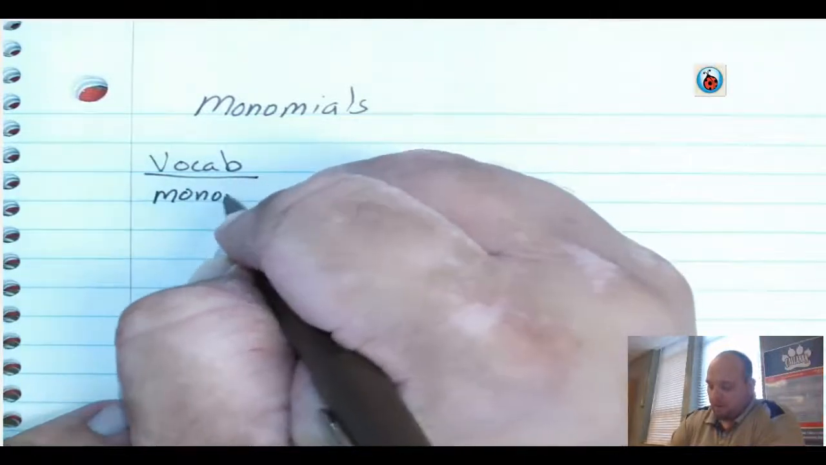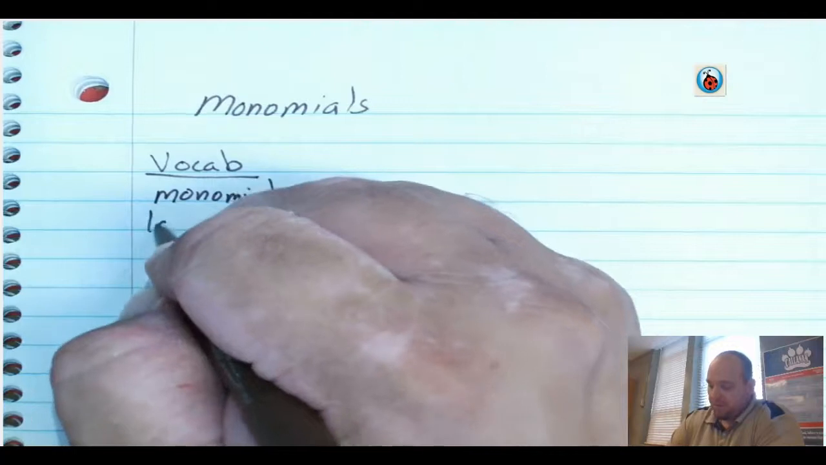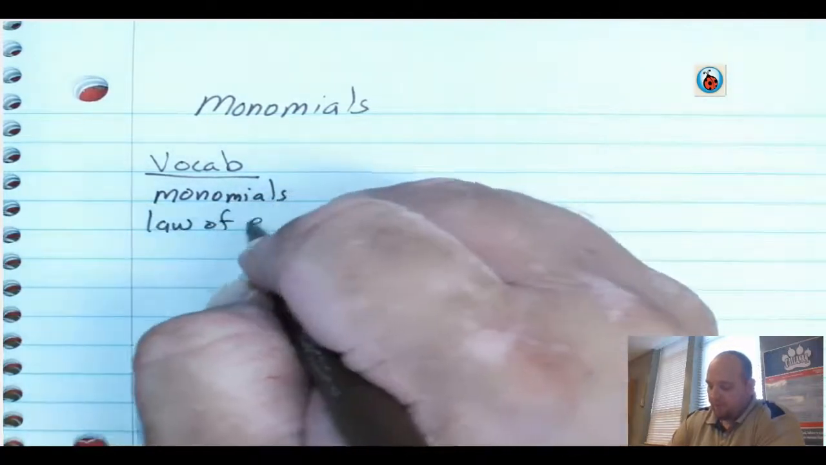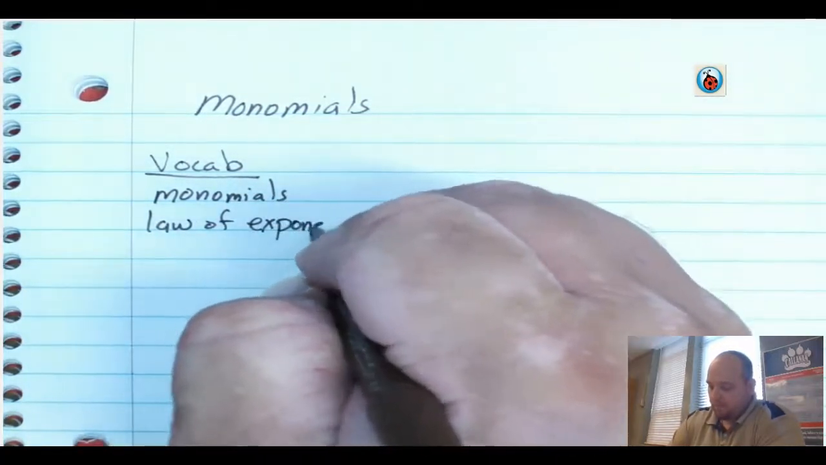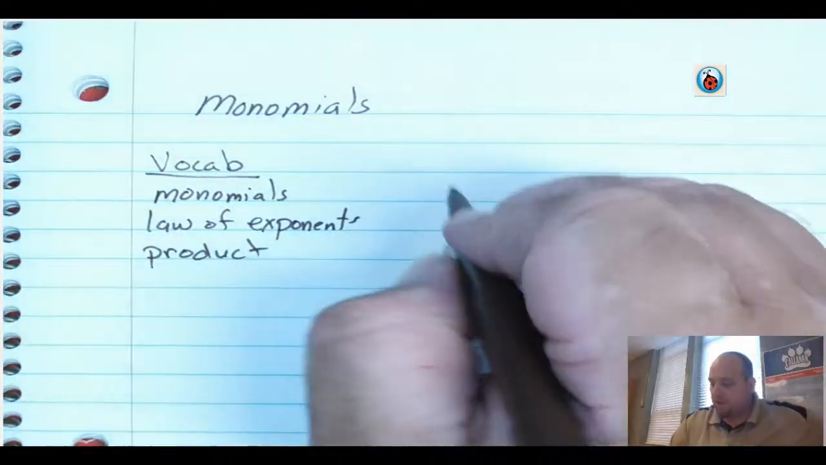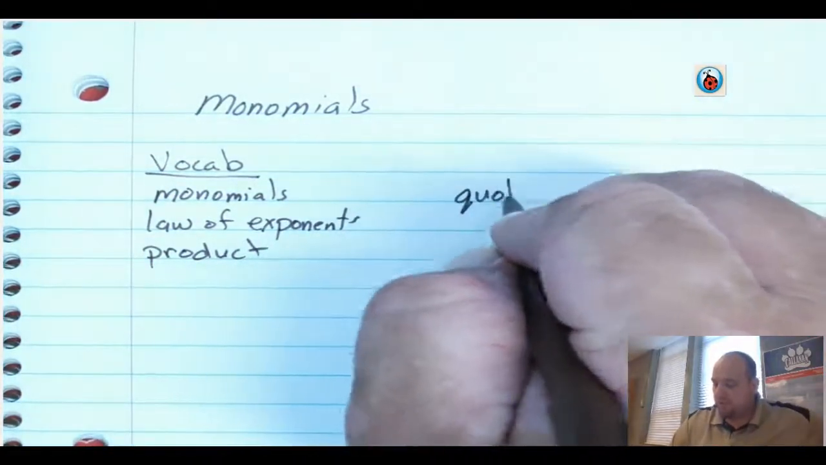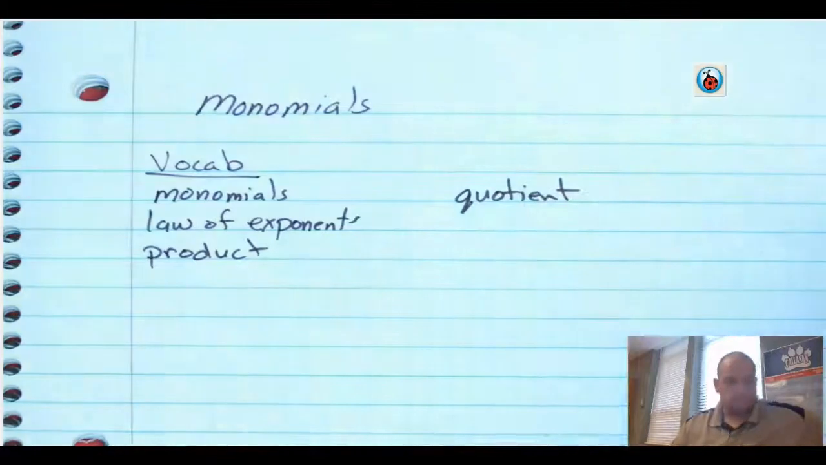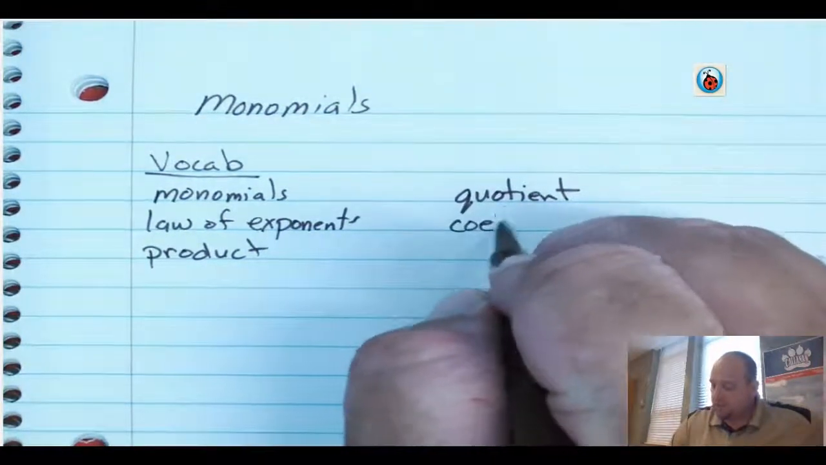Monomial is the first one that you should hear, monomials. You're going to hear something about the law of exponents. You're going to hear the word product, which some of you already may know. You're going to hear the word quotient, which is another word that you may have heard previously. And then another word is coefficient.